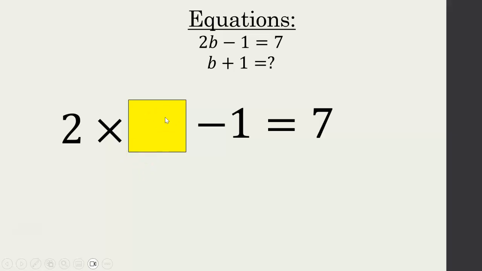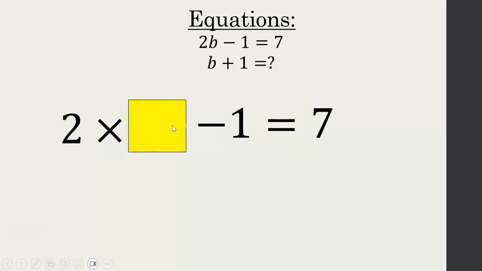Now remember, order of operations, BIMDAS, brackets, indices, multiplication, yeah? Multiplication. So 2 multiplied by 3. What's that going to be? 6. Minus 1, that's going to be 5. So is 5 equal to 7? No. So we're going to plug in a different number.